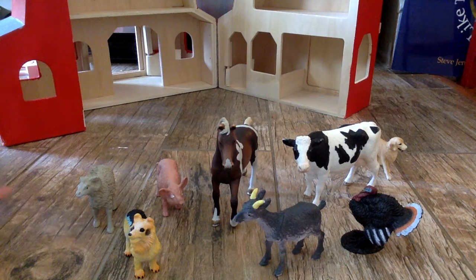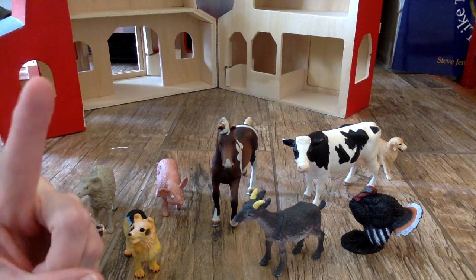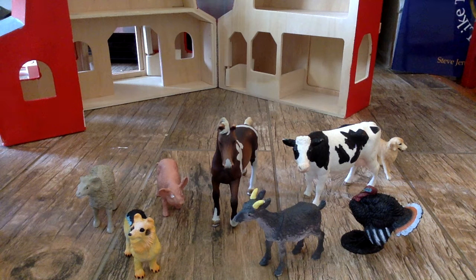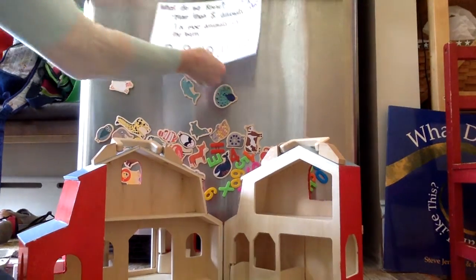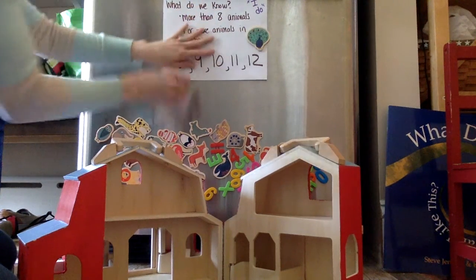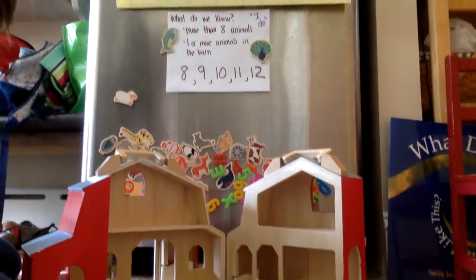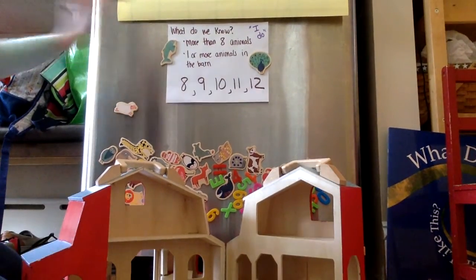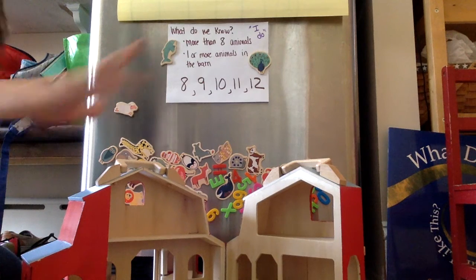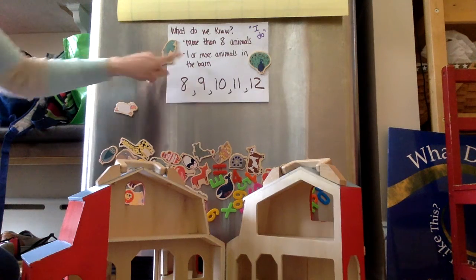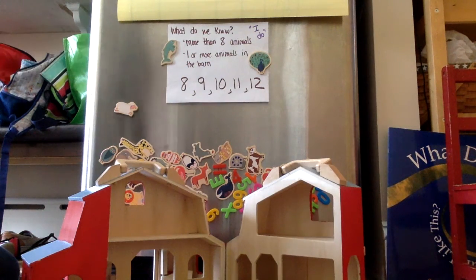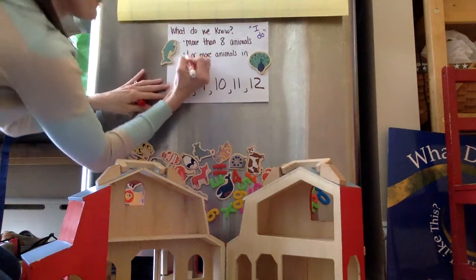Now, if I told you that there are 1 or more animals in the barn, how many animals could there be? So, let's look. I'm going to hang this here. This has the information that I just said. So what do we know from what I just told you? We already know that there's more than 8 animals, right? Because there's only 8 animals outside. But I told you that there's 1 or more animals in the barn.